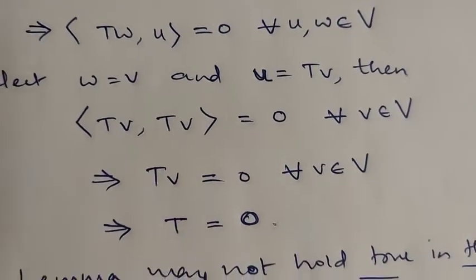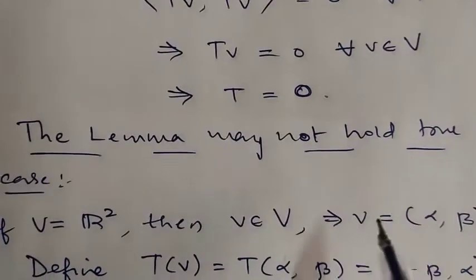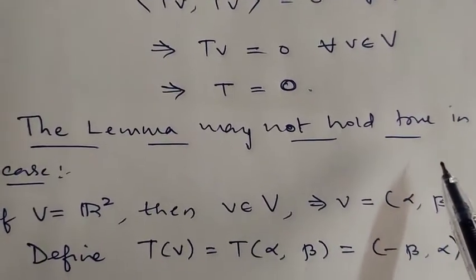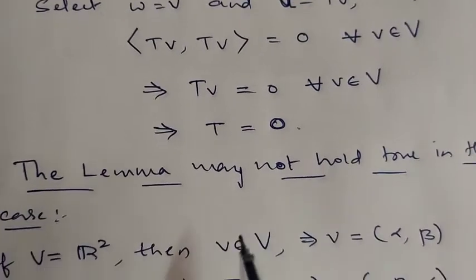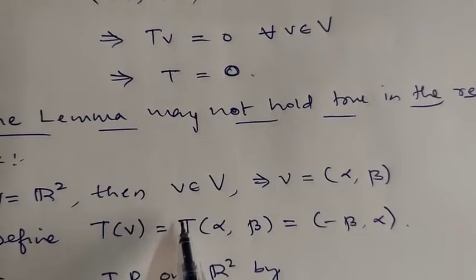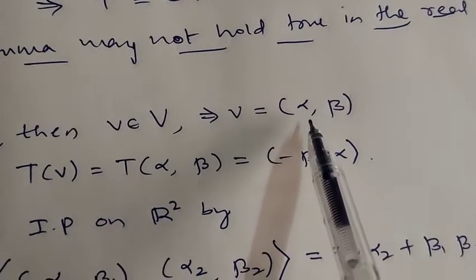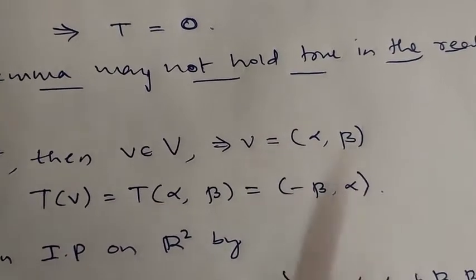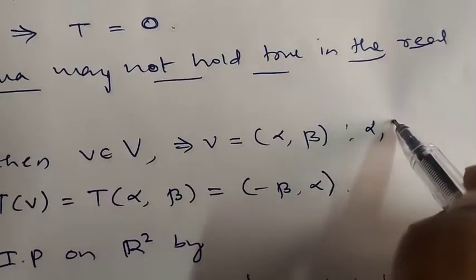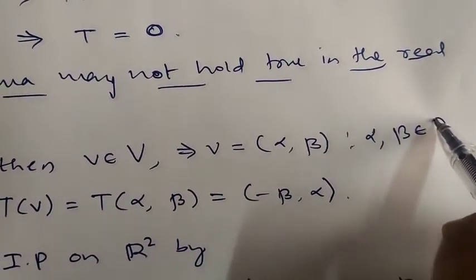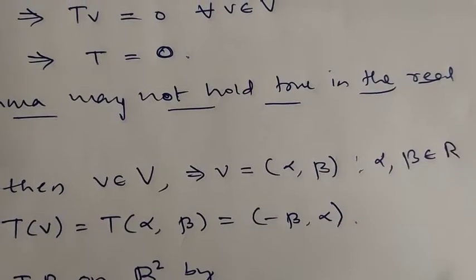Okay, do you understand this? Now you can say that the lemma may not hold true in the real case. As we see, if V is R2, then every vector v in V can be written as the ordered pair alpha comma beta, where alpha comma beta are reals.